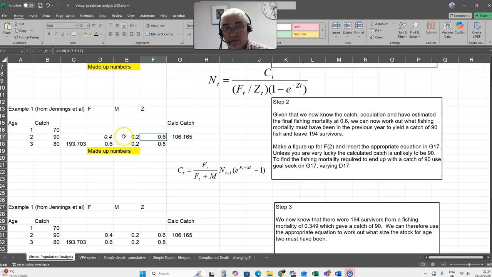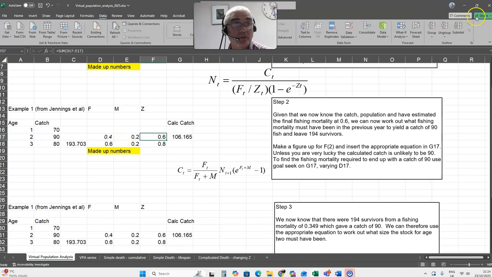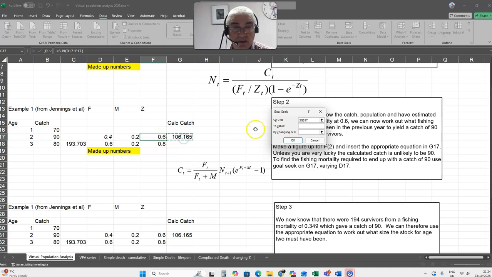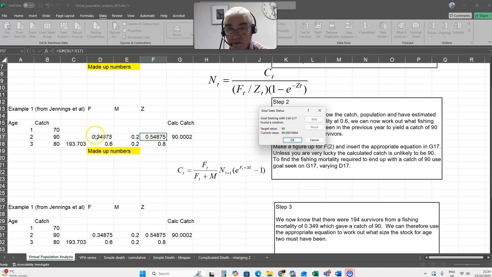We can do what we did previously, and use the goal seek function. So if I go to What-If, Goal Seek, I want to make that cell there equal 90 by changing the F value. Let's try that. So we've got an F value of 0.349. The catch value is 90, and so that's our new estimate of F. That's the value that we must have had if we had this number of fish surviving in the population next year and this catch this year.